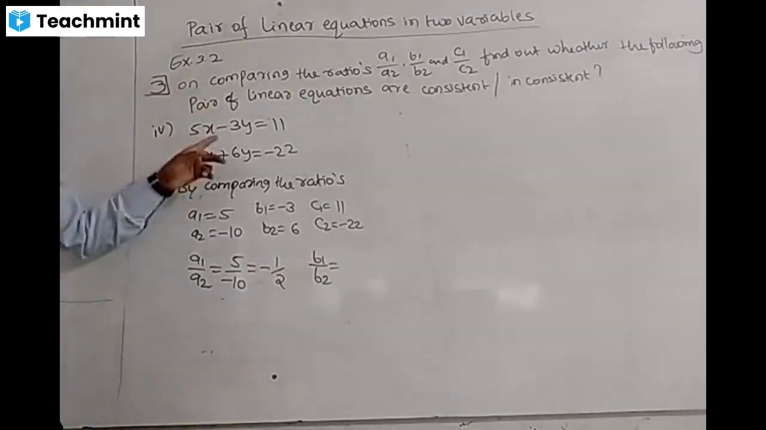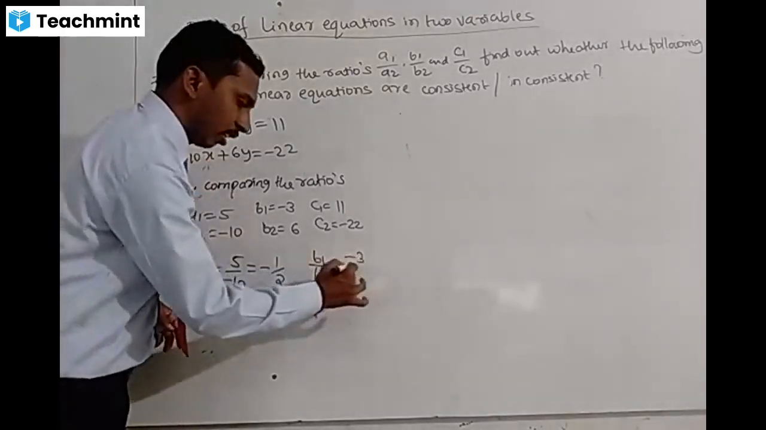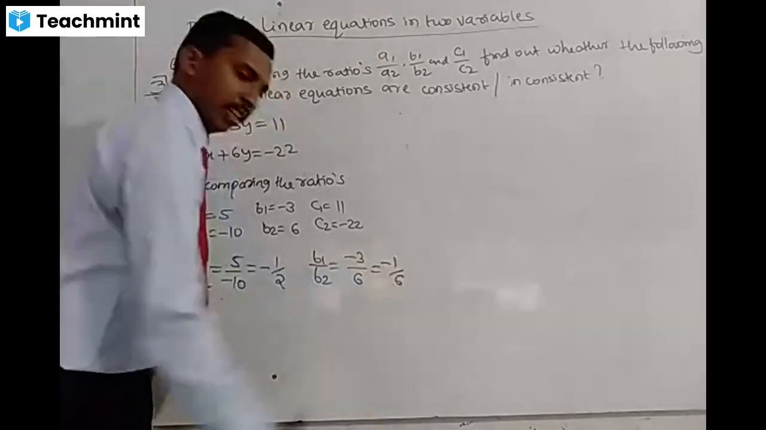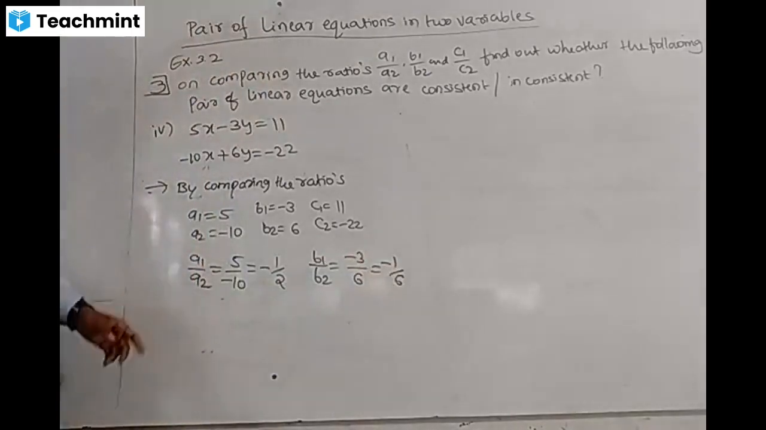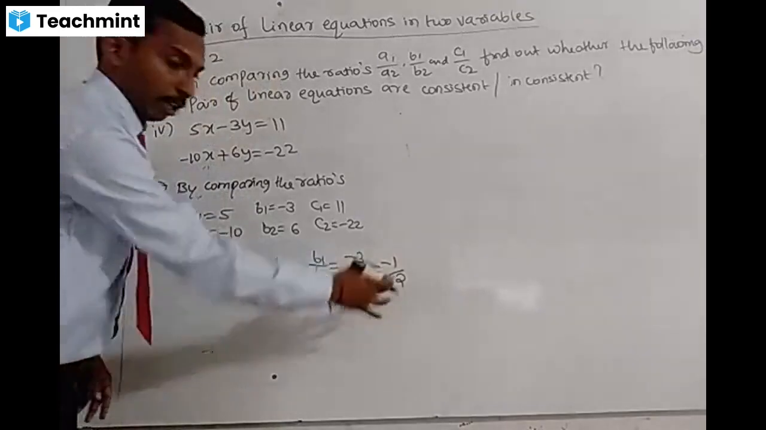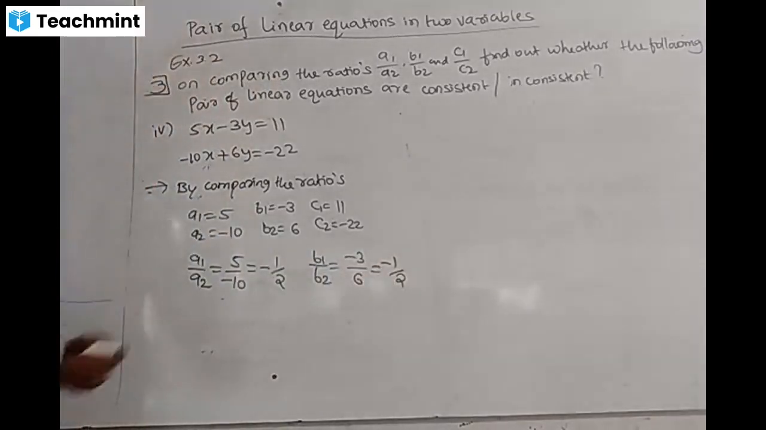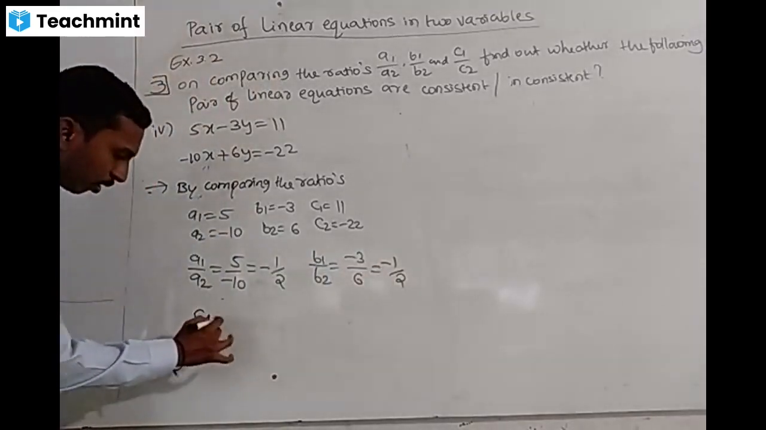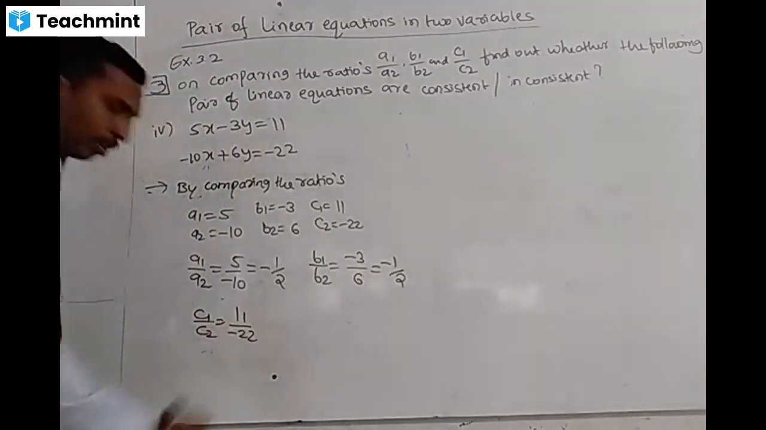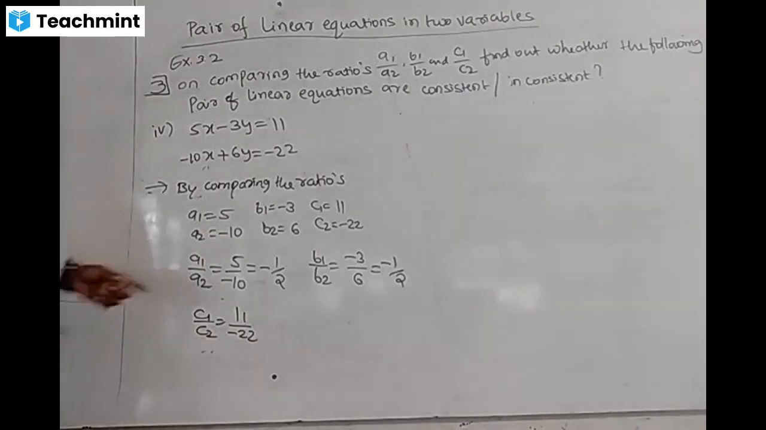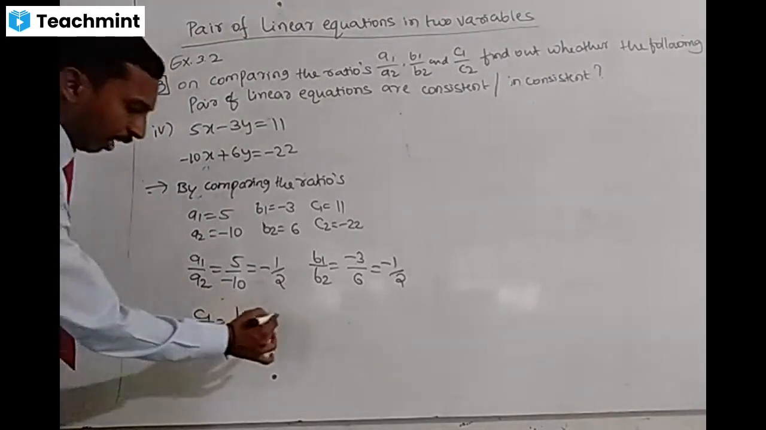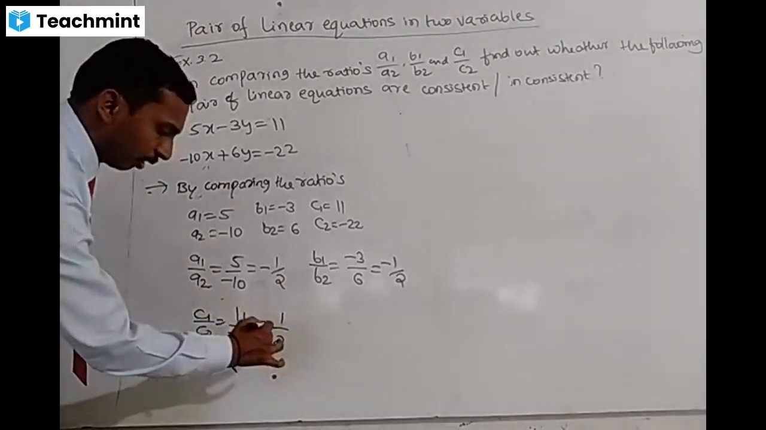which is equal to -3 by 6, and which can be written as -1 by 2, because 3 ones are 3, 3 twos are 6. Now what about c1 by c2? c1 is 11 divided by -22. Both are divisible by 11, so 11 ones are 11, 11 twos are 22, then minus.